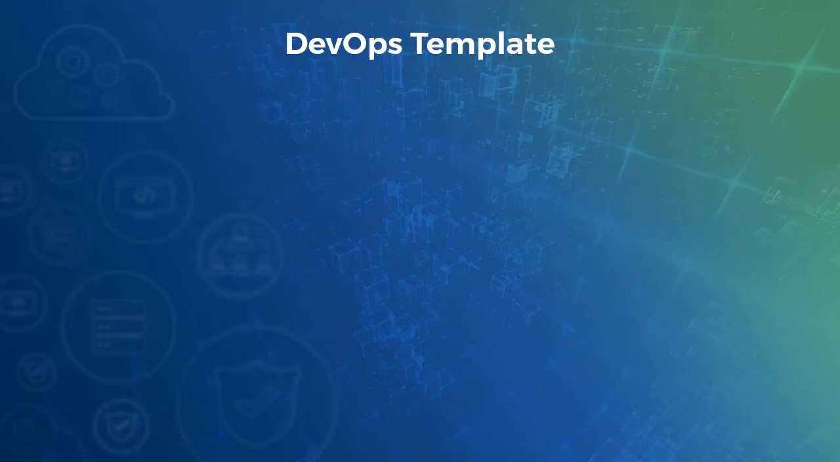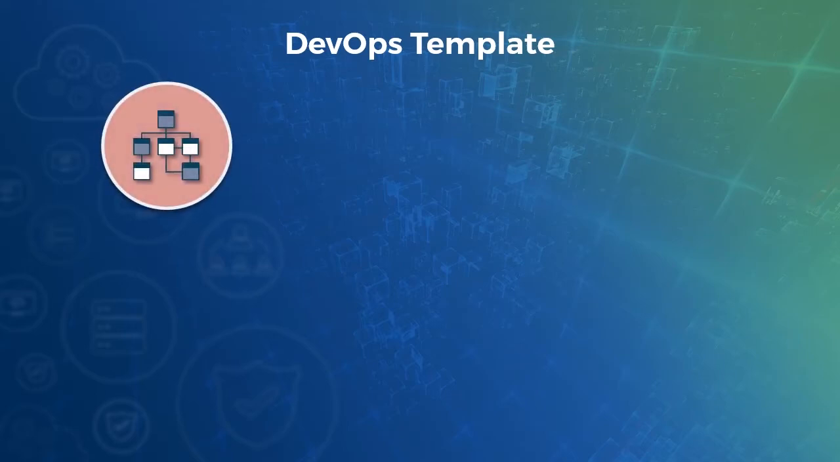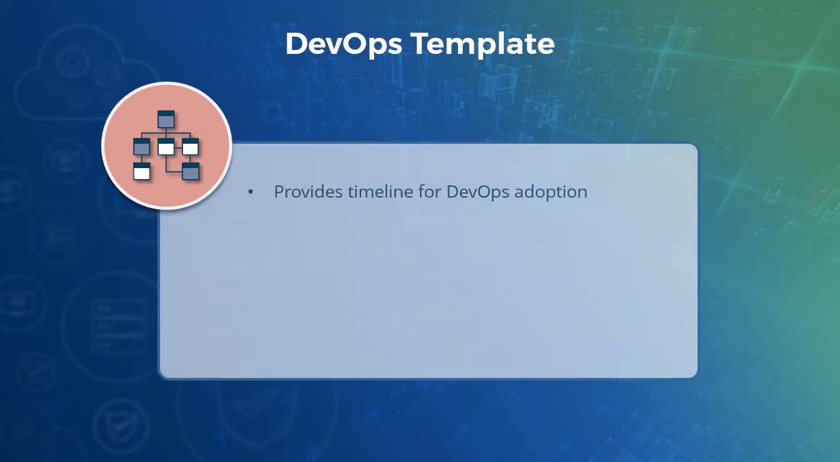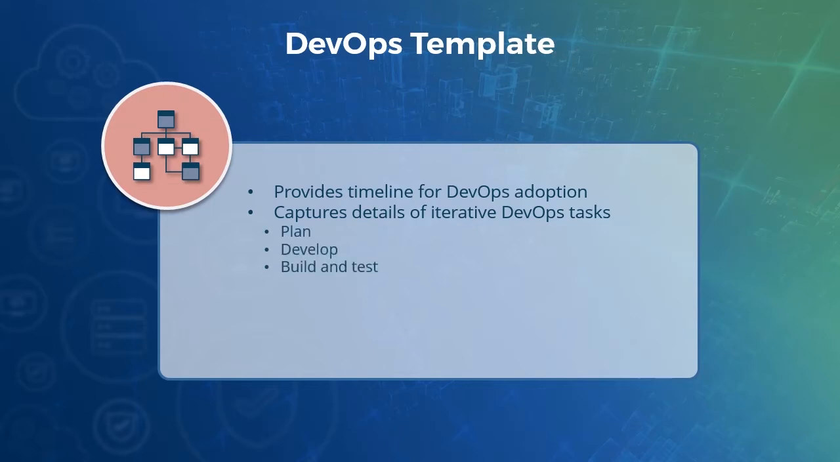This can be facilitated using a DevOps template, and a template-driven approach provides the capability of deriving common vocabulary and process flow to ensure the collaborating teams have common theme and understanding. A DevOps template essentially provides a timeline for the DevOps adoption process and journey. It captures the details of each iterative DevOps task and contains brief descriptions of every phase along with the scope and vision. Some of the essential DevOps tasks that are captured along with their details include planning, development, build and test, deployment, operations, and monitoring.